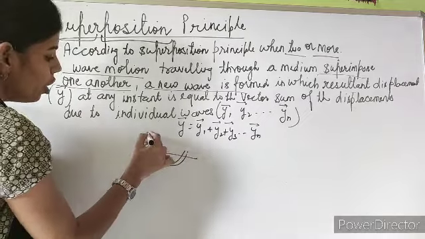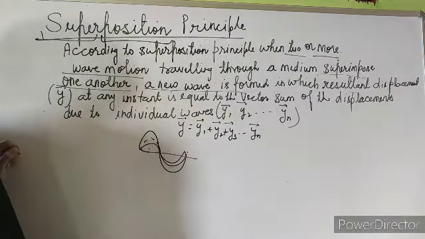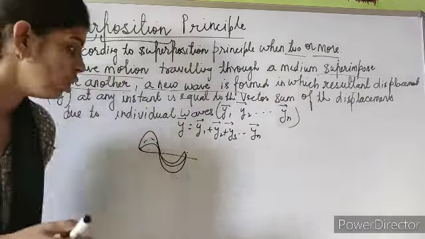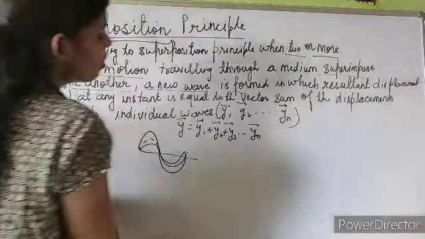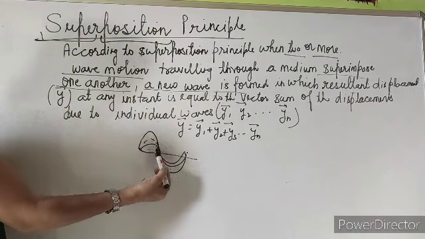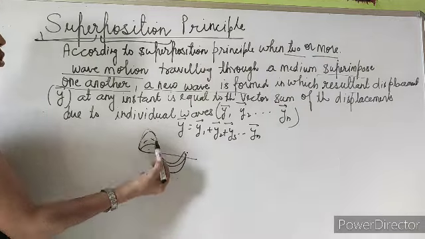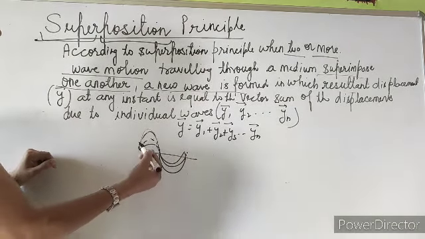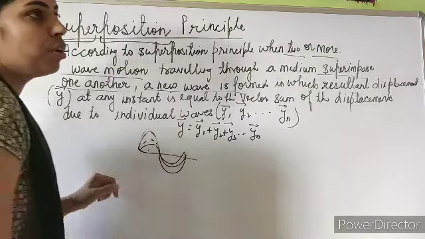By the superimposition of these two, a new wave is formed, and that wave is known as resultant wave. So what is it saying? A new wave is formed in which the resultant displacement, the displacement of the new wave formed from these two wave motions, is known as resultant displacement, and the wave formed is known as resultant wave.